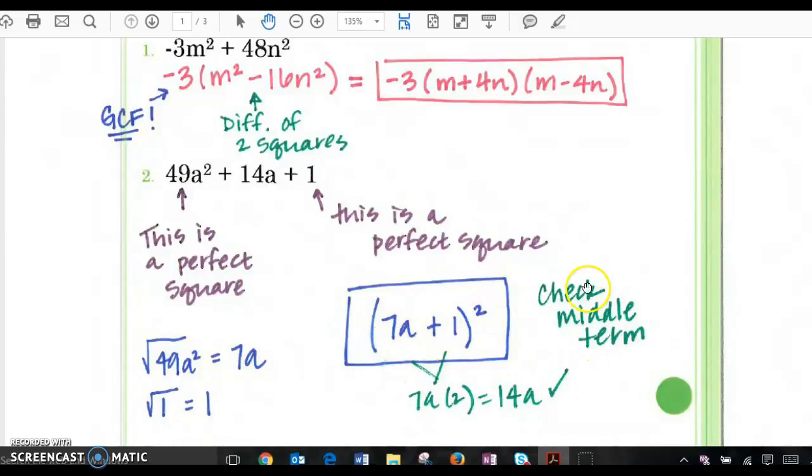The only thing I want you to do now is real quick check the middle term. 7a times 1 is 7a. Double it to get 14a, which is right there in the problem, 49a squared plus 14a plus 1. So if I were to multiply this quantity by itself, I would get 49a squared plus 14a plus 1, but factored, it's written this way.